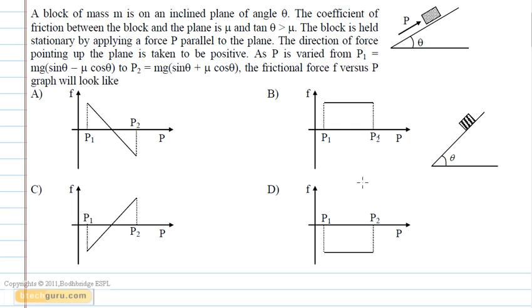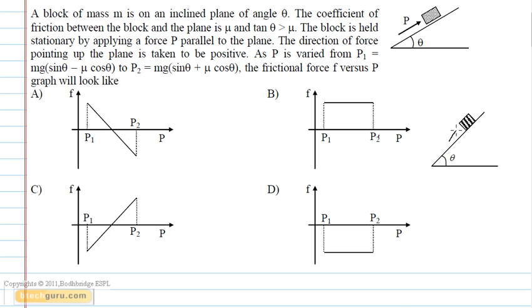In this question, we'll use the concept that the frictional force is a self-adjusting force. Therefore, the change in the value of the applied force P will result in a change in the value of frictional force.